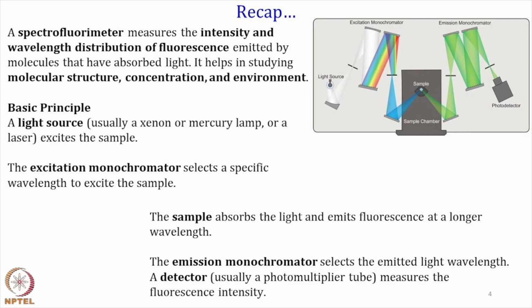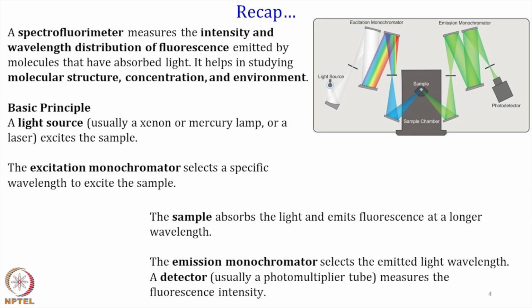That is the wavelength distribution of fluorescence, the emitted photons, you measure it, and that is measured by a photodetector. So, it depends upon the sensitivity of the photodetector, how many photons you can detect and how many are emitted. So, typically you put it in arbitrary unit, right. And it is helpful in determining the molecular structure, the dynamics, the concentration, the environment effect and all those.